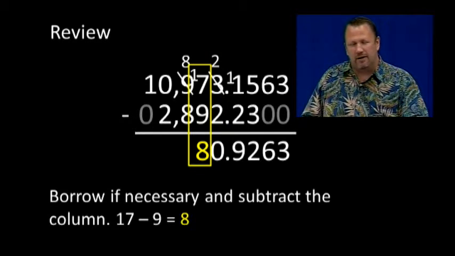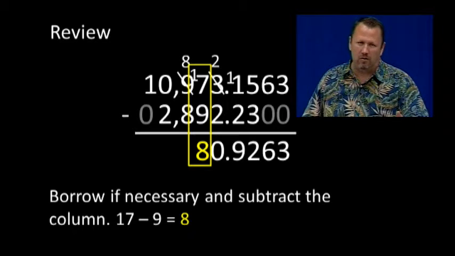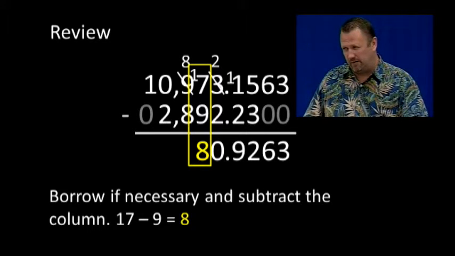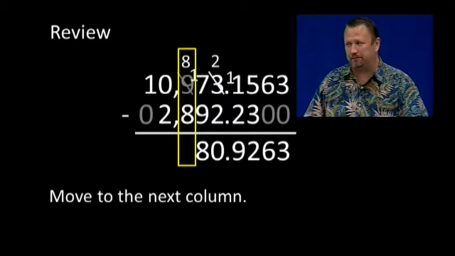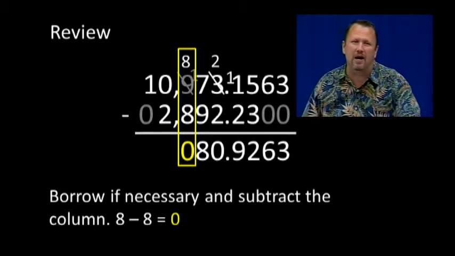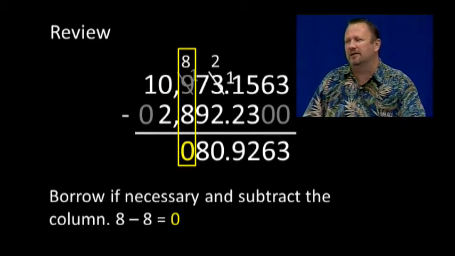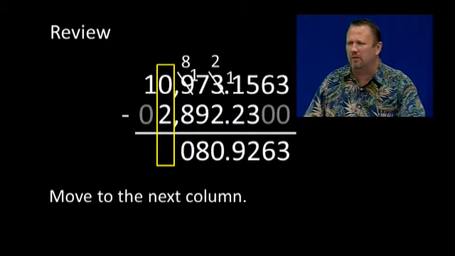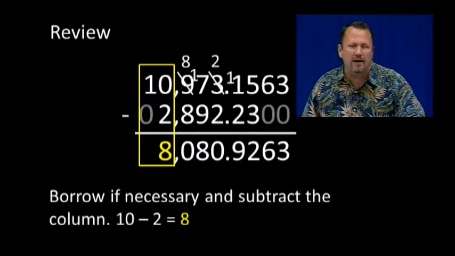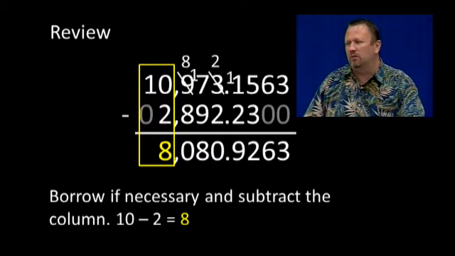We can't subtract 9 from 7, so we borrow 10 from the next column. So 17 minus 9 is equal to 8. And move to the next column. Because we borrowed from the 9, that has become an 8. And we can subtract 8 from 8, and that leaves us with 0. And we move to the next column. 10 minus 2 is equal to 8.